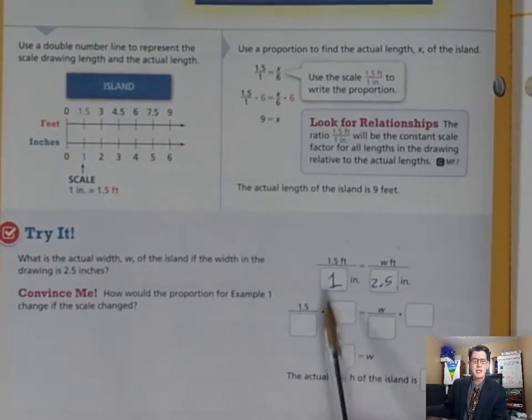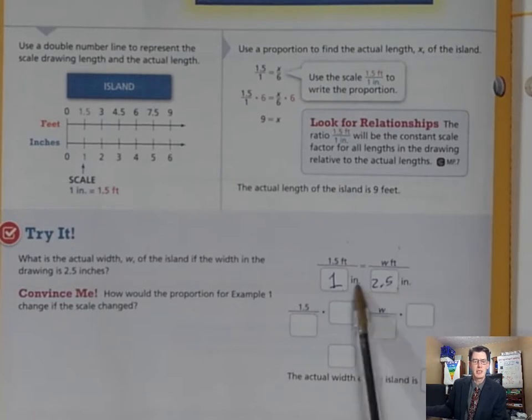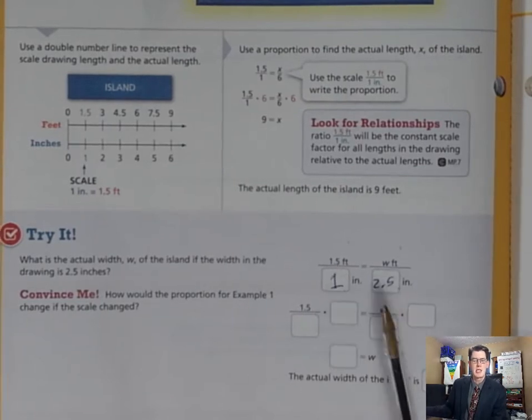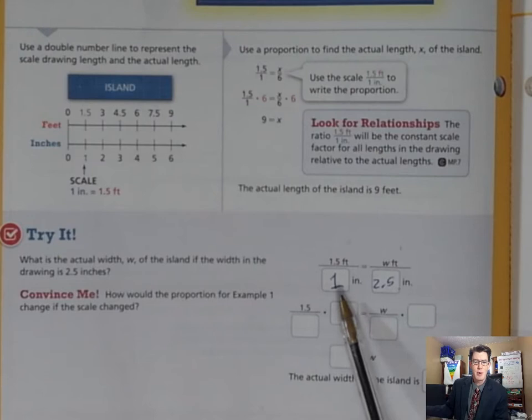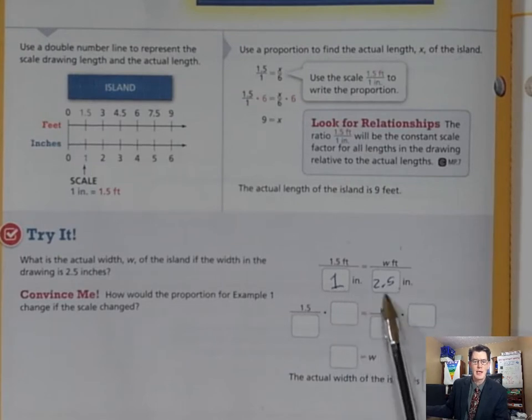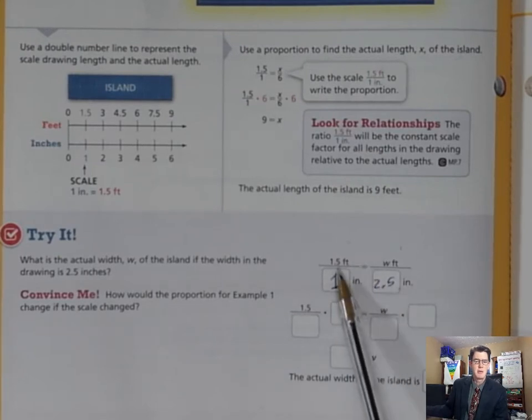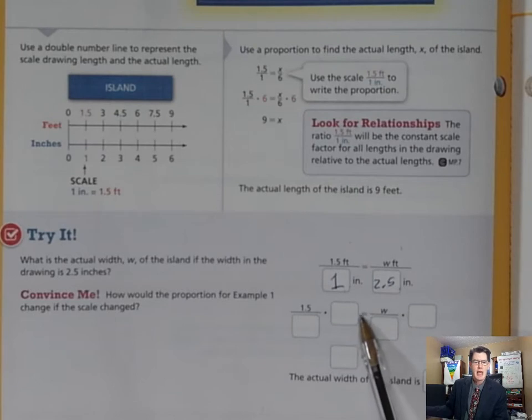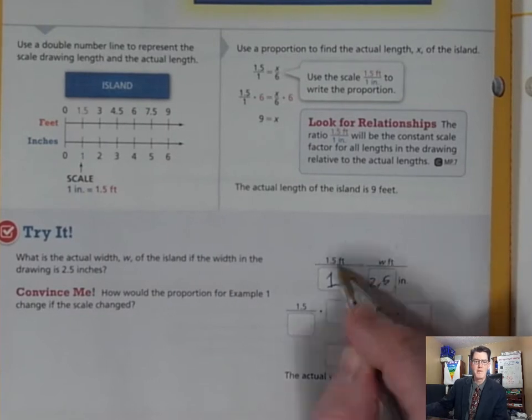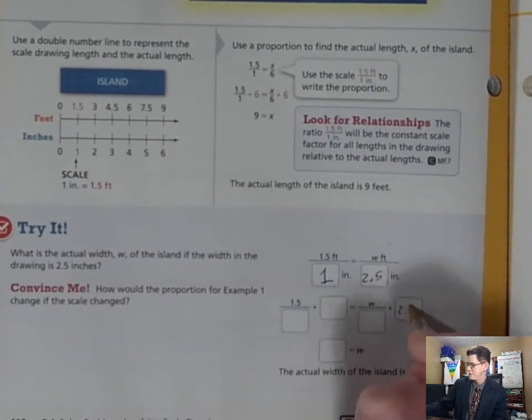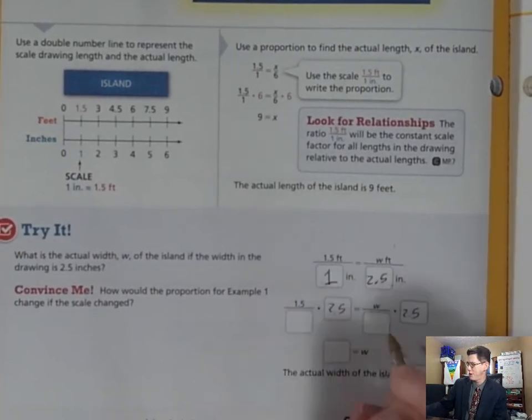There it is. The rest of this is them solving the proportion. Some of you like to cross multiply to solve. That's fine. Some of you like to say, well, one times what is 2.5? So I'm just going to multiply 1.5 times that same one. They're solving for the W. They're going to figure out what W is all by itself. So they're going to multiply this 2.5 off of both sides. Multiply both sides by 2.5.